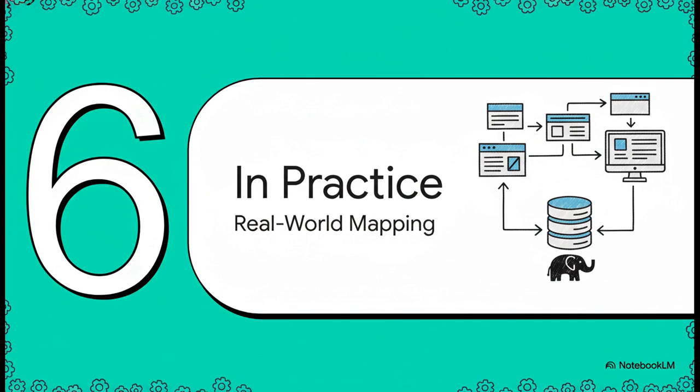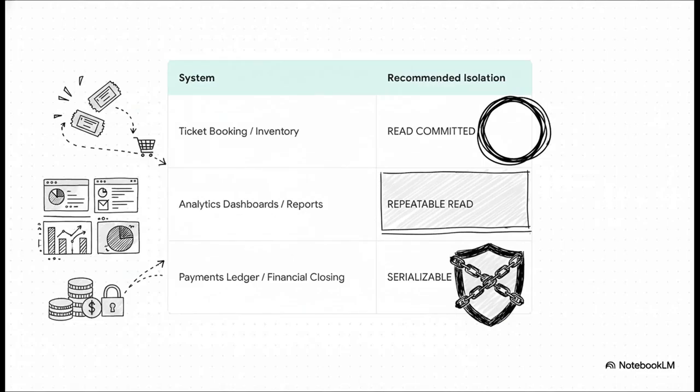Okay, let's wrap this up by looking at how this SOP maps to some common systems you might actually be building. This should really bring it all home. Think about a ticket booking or inventory system. It's high throughput, and you can usually use atomic updates. Read committed is perfect there. What about analytics dashboards? You're pulling data for a big report and need it to be consistent from start to finish. That's a textbook case for repeatable read. But a payments ledger, a financial closing process, there is absolutely zero room for error. The data must be correct, that is non-negotiable, and that's why you use serializable.